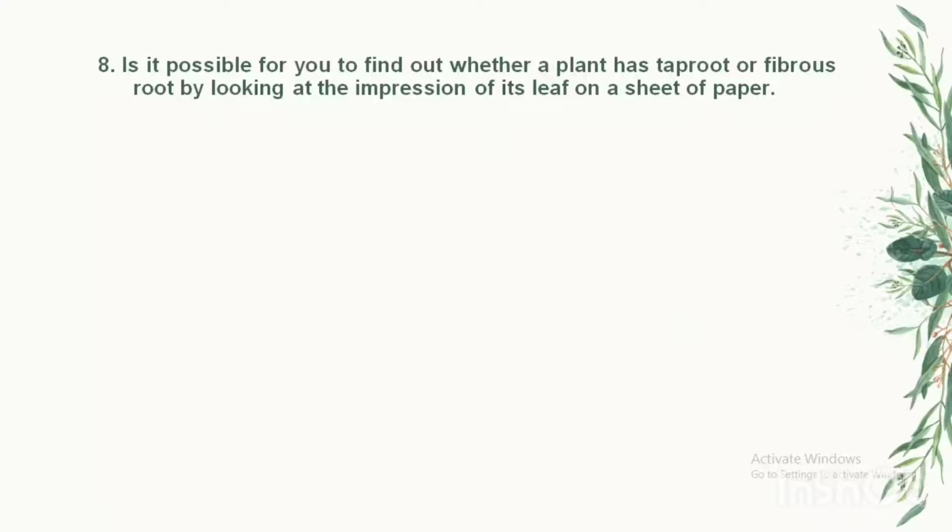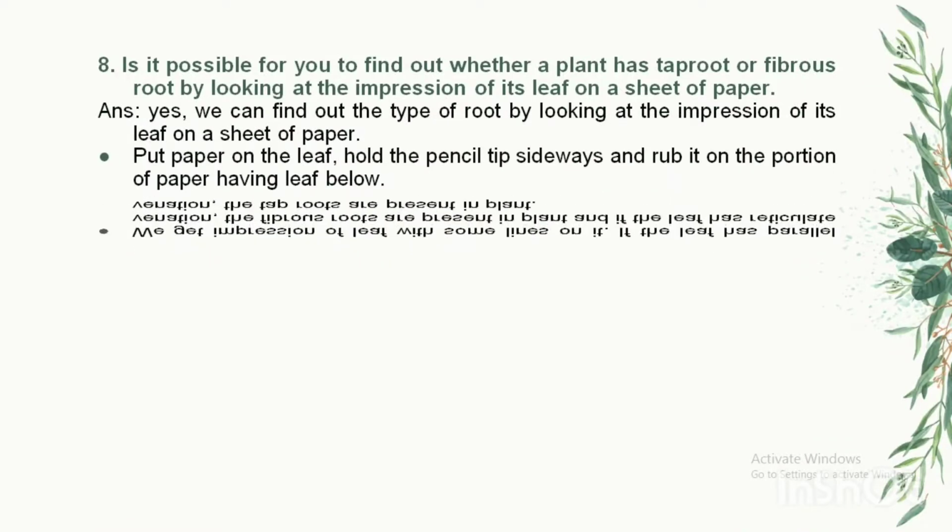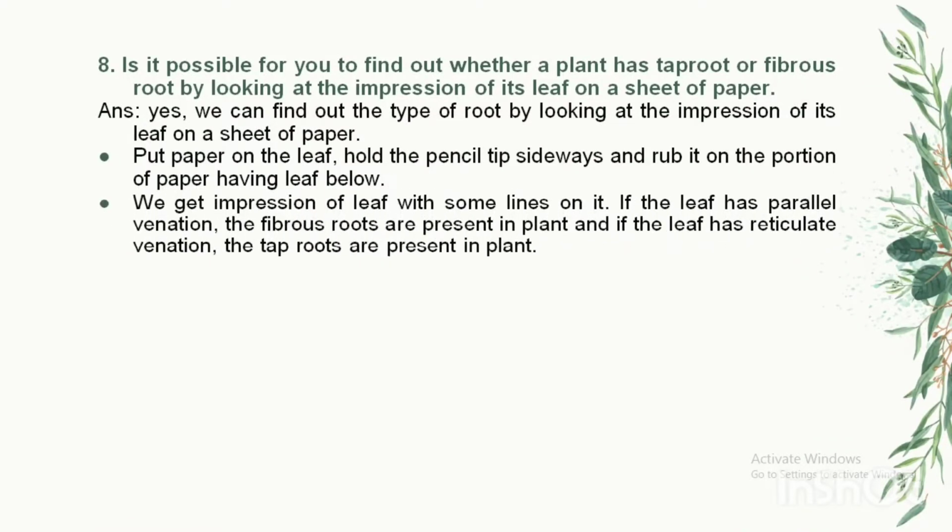Okay, so suppose for example, for that you have to write the steps which are used for doing this activity. First of all we have to collect the different leaves. Put it under the paper and slowly and gradually with the help of a coloring pencil tip or wax crayons you have to just rub it on the paper so you can get the impression on the paper.